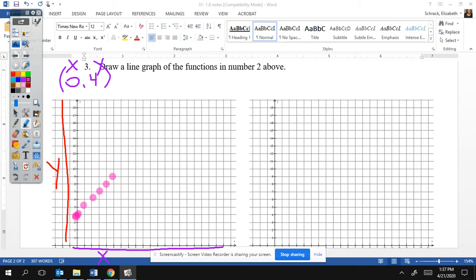You will notice that these 6 dots should allow you to create a perfectly straight line on your coordinate plane. If they don't, you made a mistake somewhere.